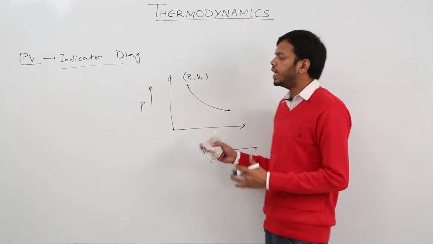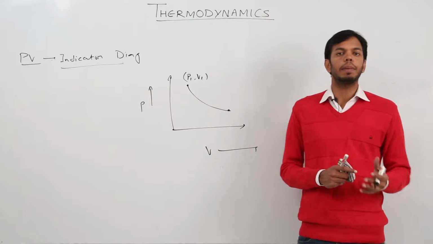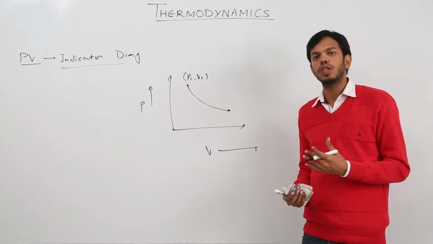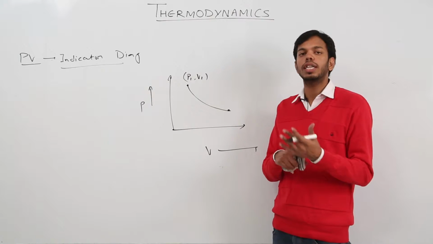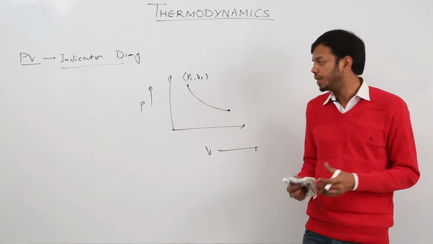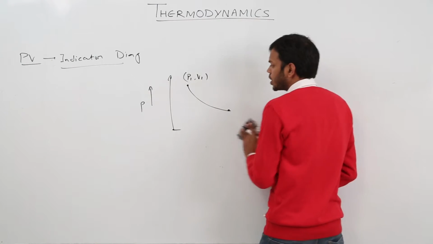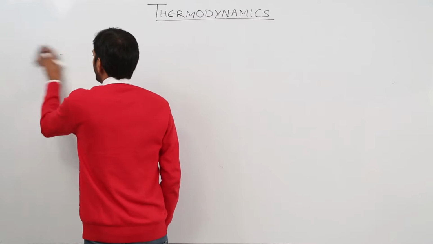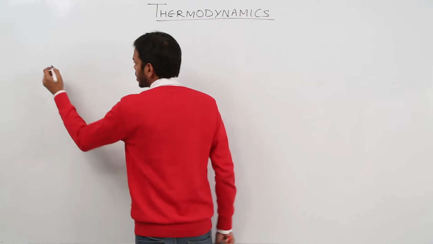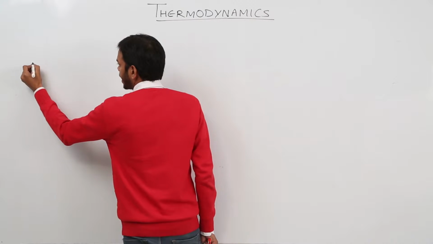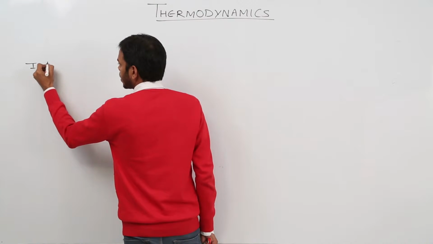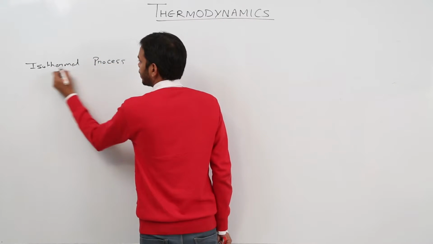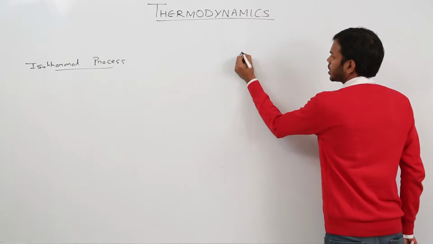So this PV indicator diagram is very helpful in determining the change of state of any type of system, and it also explains the type of process through which the system is undergoing the change. That means whether the change is through an adiabatic process, an isothermal process or another process. Let me tell you how we take these two processes into consideration. On one side I am writing the isothermal process, and on the other side the adiabatic process.